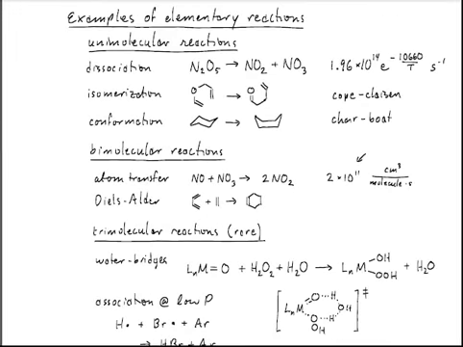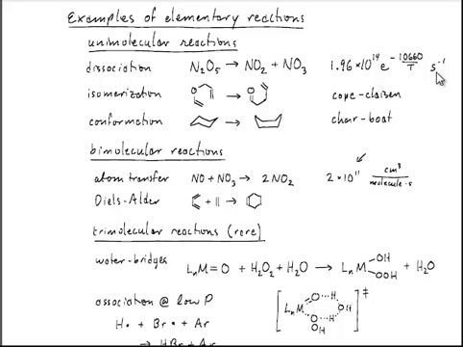So we can find many examples of elementary reactions. One is the dissociation reaction, which we'll see quite a few times in this course. Nitrogen pentoxide going to NO2 plus NO3 has a rate constant that looks like this. This is the Arrhenius approximation to the temperature dependence of that rate constant.